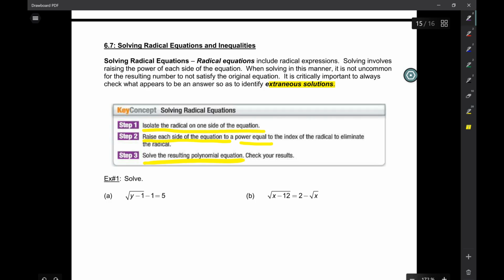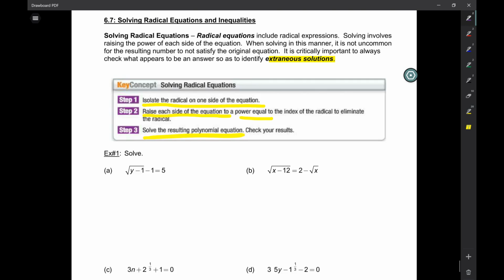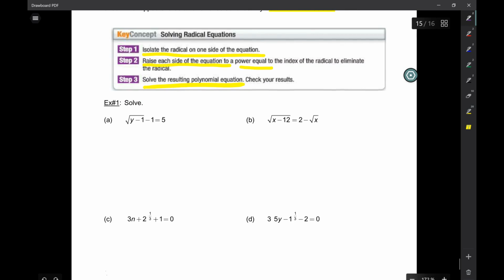The first one here is the square root of y minus 1, minus 5, is equal to 5. So first I want to isolate this radical here. To do that, I'm going to add 1 to both sides. So I get that the square root of y minus 1 is equal to 6. Now, if there is a square root here, what is the index? 2. So you raise this to the power of 2 and you raise this to the power of 2. And when you square a square root, they go away. So you have y minus 1 equal to 36.